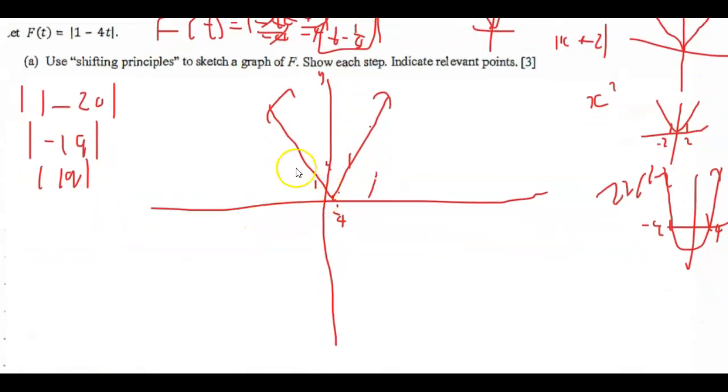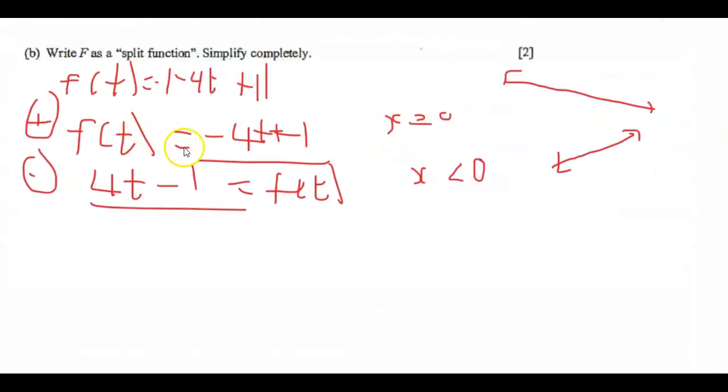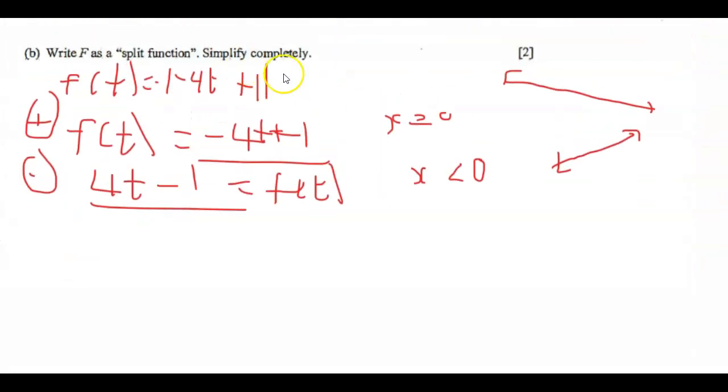And it makes sense, right? Minus 4t plus 1 and it's going through 1. And minus 4t is basically the equation of this line. And this line over here is going to be the positive equation, so 4t minus 1. And it makes sense because without the absolute value, it's going to touch minus 1 over here with a y-intercept.